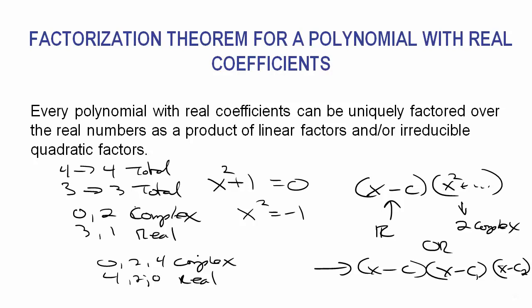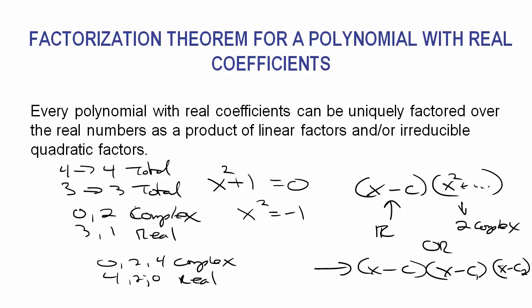And when you take the complex zero itself and its conjugate and multiply them together, you always get a quadratic. So if we had 2 of them, this would give us 1 quadratic, this would give us 2 quadratics, right? This would give us 1 quadratic and then 2 linears. This would give us 2 quadratics and no linears. This would give us no quadratics and 4 linears.